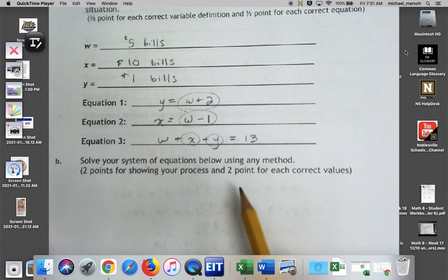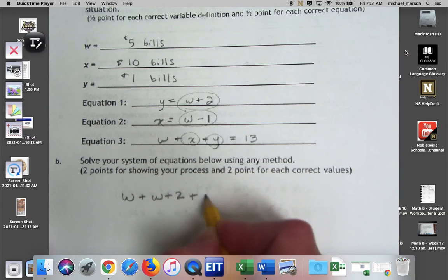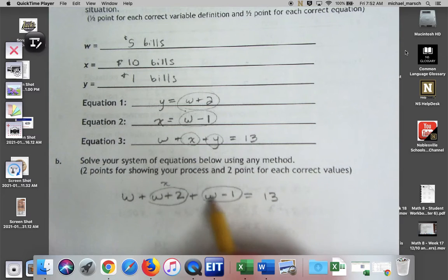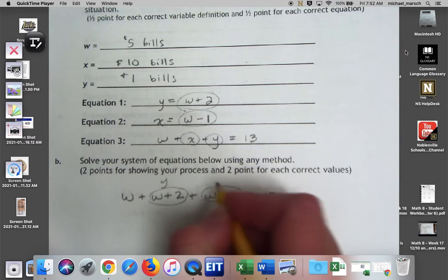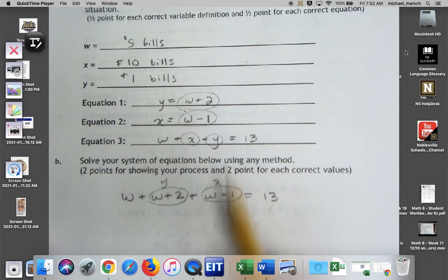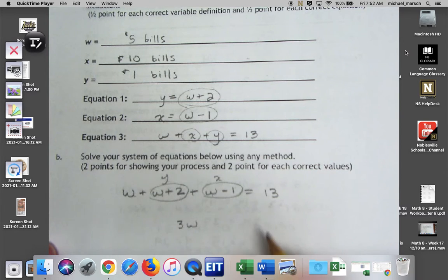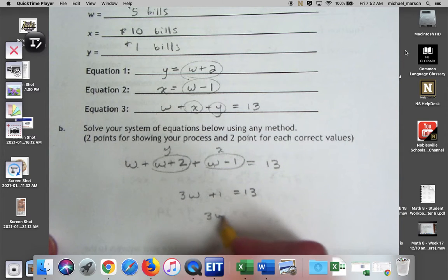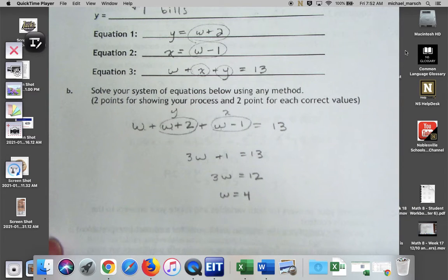here in this equation. So I'm going to have W plus 2 plus W minus 1, and that's going to add up to 13. Remember, this was my y, and this is my x, because I got that information from up here. So I have 3 w's, and positive 2 minus 1 is 1, equals 13. Then I get 3w equals 12 after I subtract that 1. So I know that w equals 4.